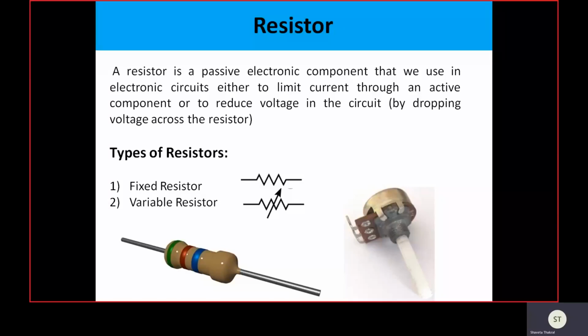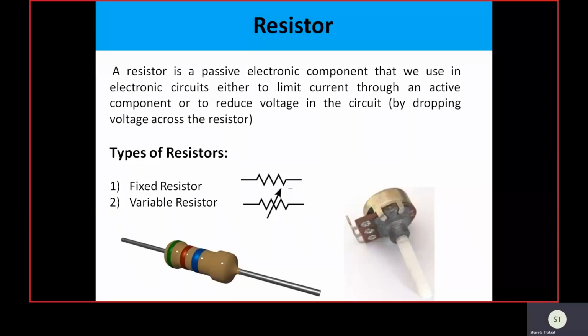So the first component, the basic component used in almost all the circuits and projects, is the resistor. So how do we define a resistor? As we have already discussed, this is a passive electronic component. We can define a resistor as a passive electronic component that opposes the flow of current through a particular circuit. And what are the units of resistance? That is ohms. And for large values of resistance, we can take units as kilo ohms or mega ohms.